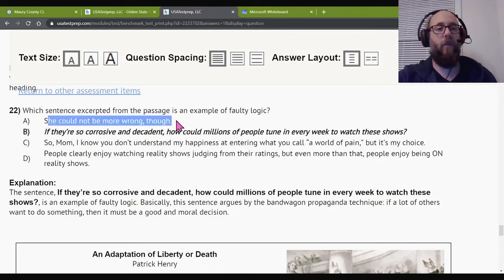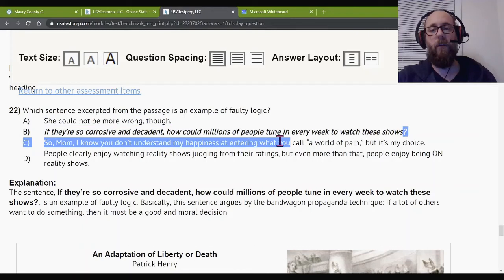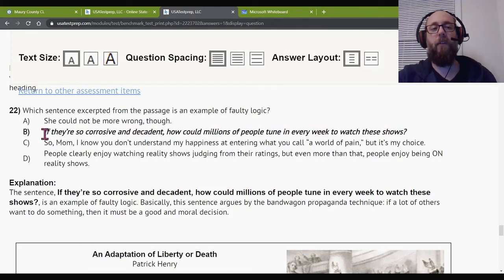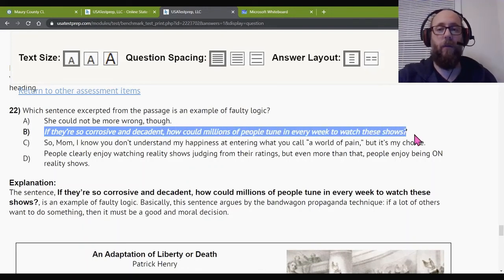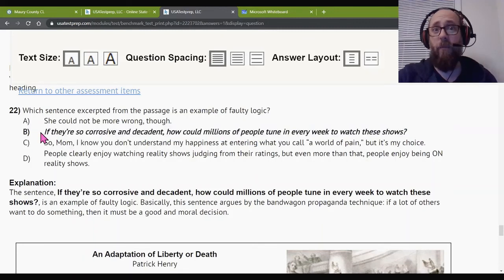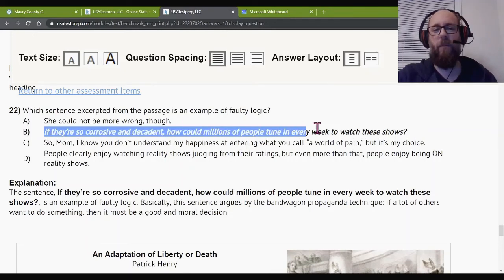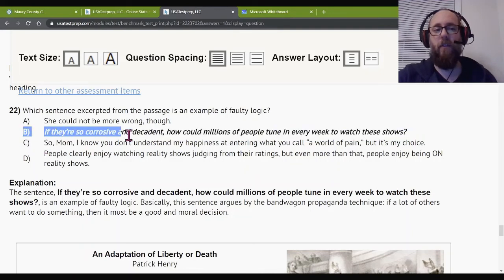A: She could not be more wrong, though. No, that's just a conclusion. B: If they're so corrosive and decadent, how could millions of people tune in every week to watch these shows? So this sentence is saying, if the shows are so ugly and nasty, why would people watch them? Is there something wrong with that reasoning? It's really saying the shows are great because lots of people watch them. I think there's a problem there. Just because something is popular doesn't mean it's good, right? So this is the correct answer.